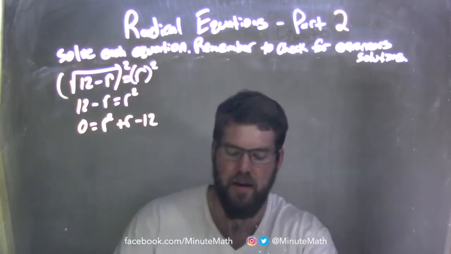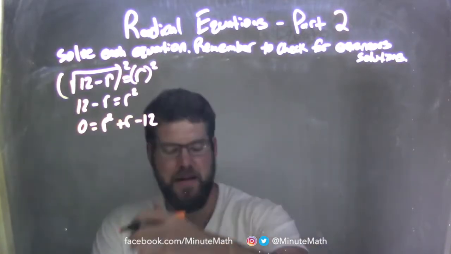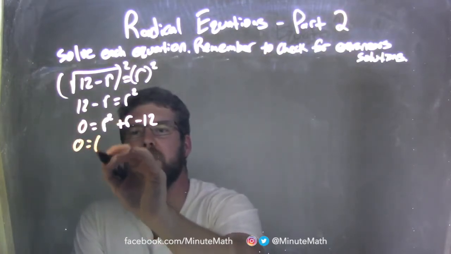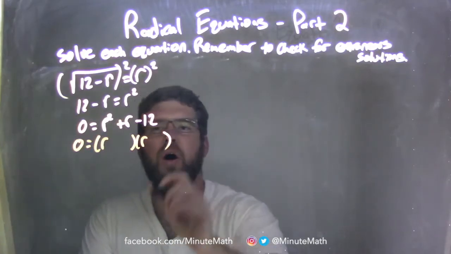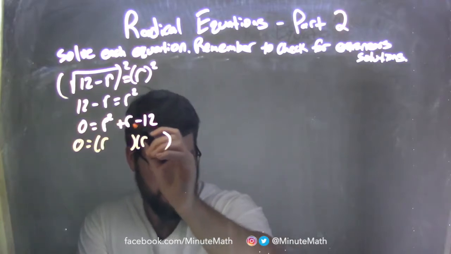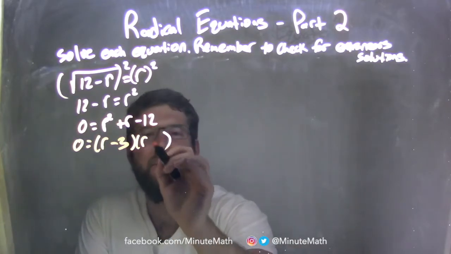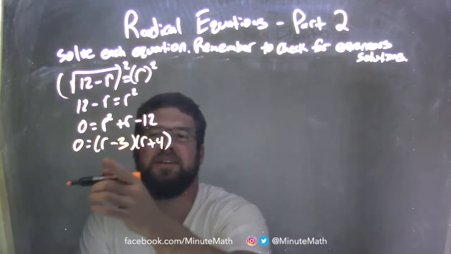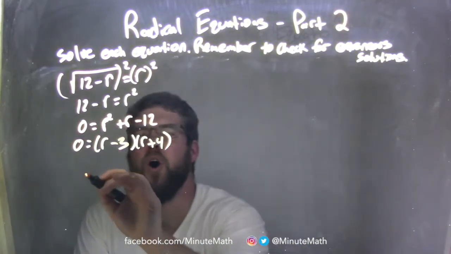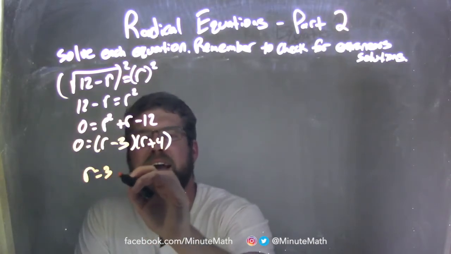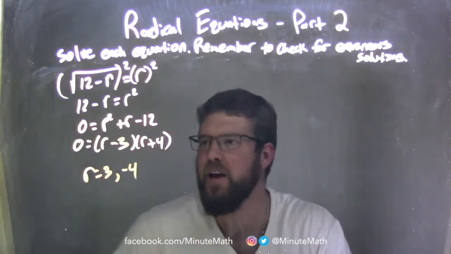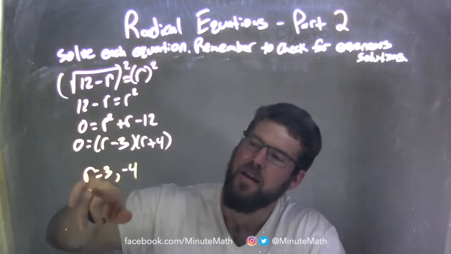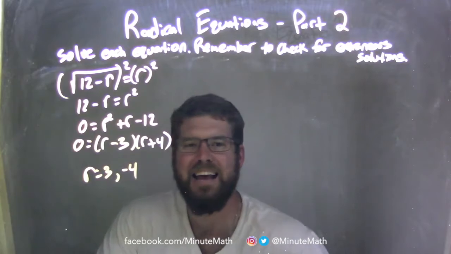So I need to factor that. I've got to think, what two numbers multiply to be negative 12, but add to be a positive 1? Those two numbers are negative 3 plus a positive 4. I got ahead of myself, sorry. Final answers: when we set both of them equal to 0, we have r equals a positive 3 and a negative 4. So when we factor that, we have r minus 3 times r plus 4. Then we set them both equal to 0. We have 3 and negative 4.